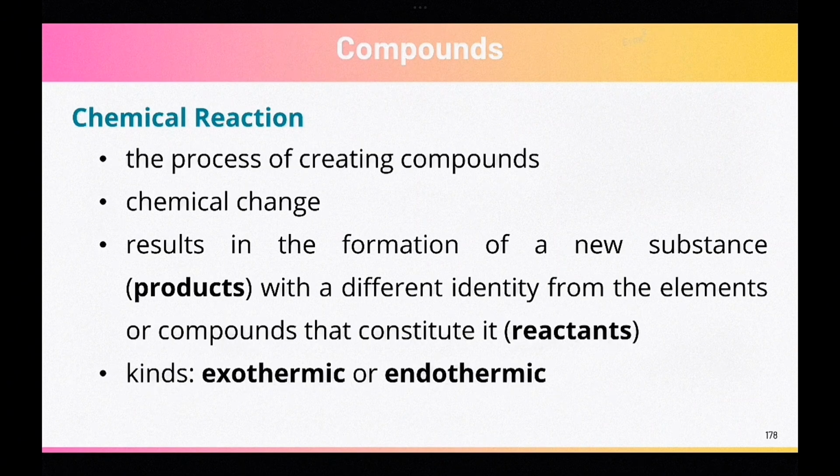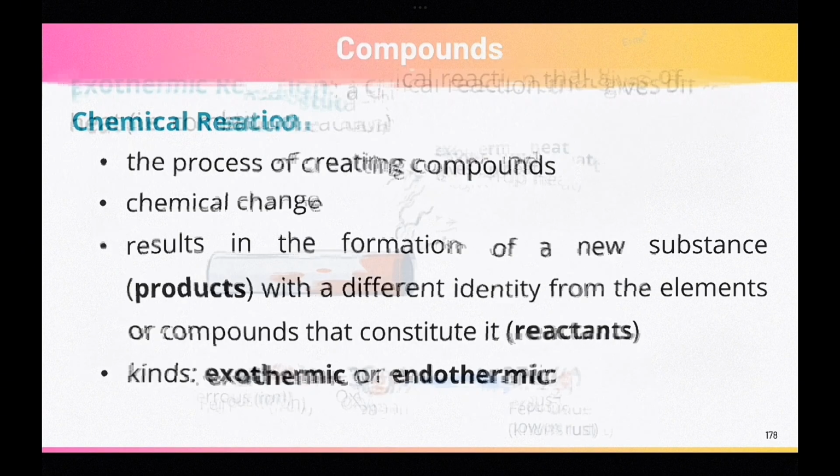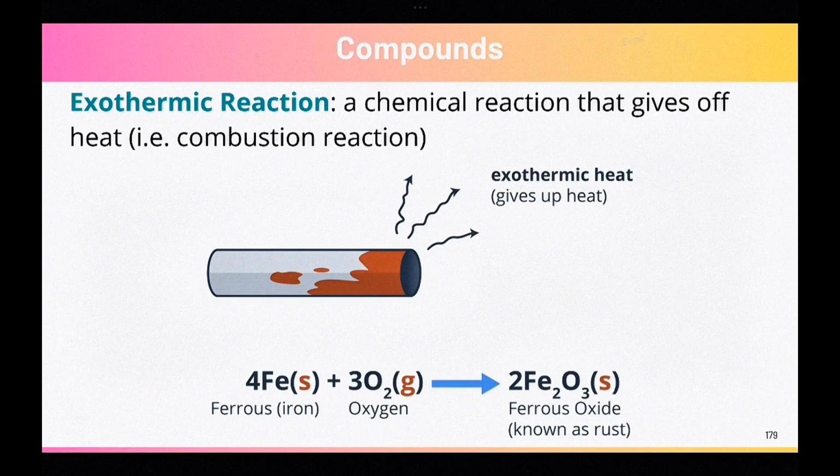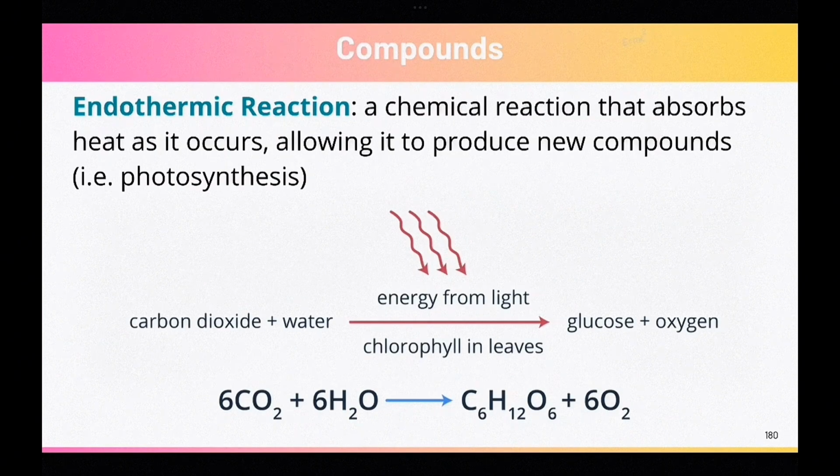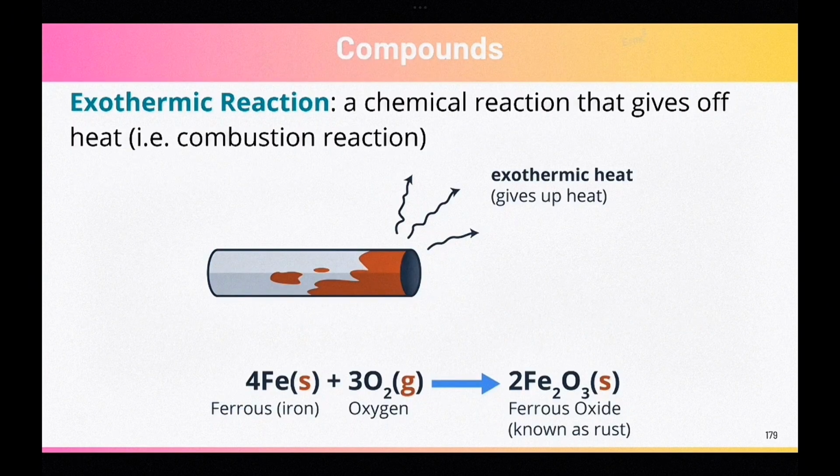The kinds of chemical reaction can be defined as exothermic or endothermic. Exothermic is a reaction that gives off heat, such as a combustion reaction. Okay? Exothermic, again, gives off heat. Endothermic is a chemical reaction that absorbs heat as it occurs, allowing it to produce new compounds, such as photosynthesis. To make it simpler, for the exothermic reaction, there is a release of heat.